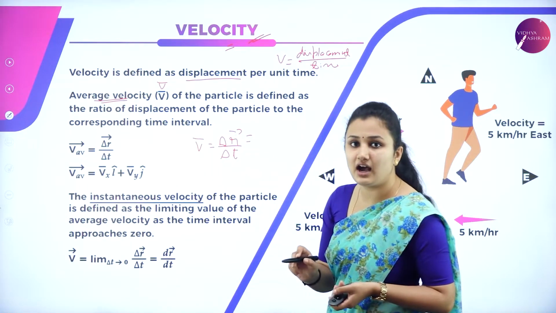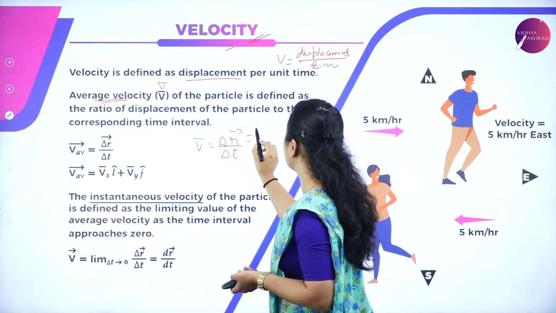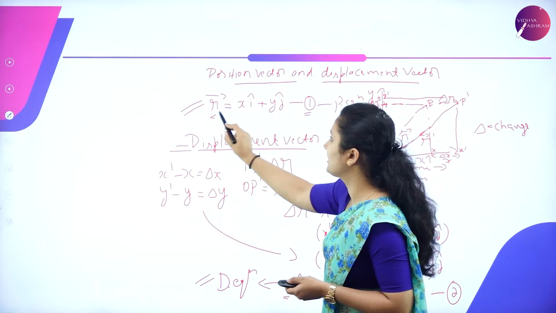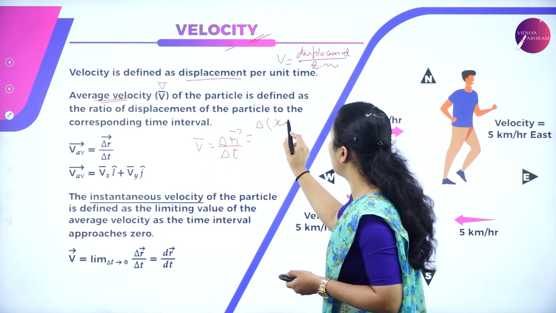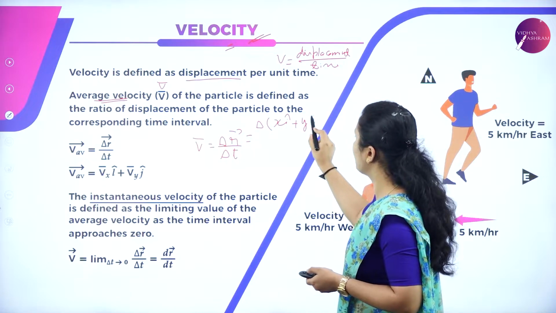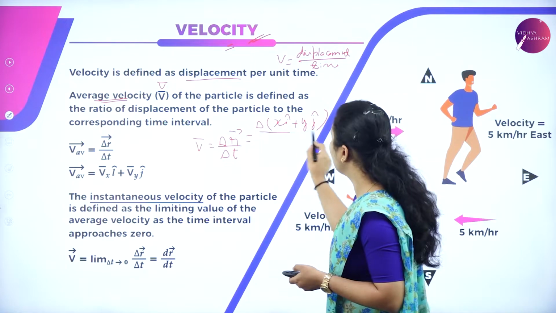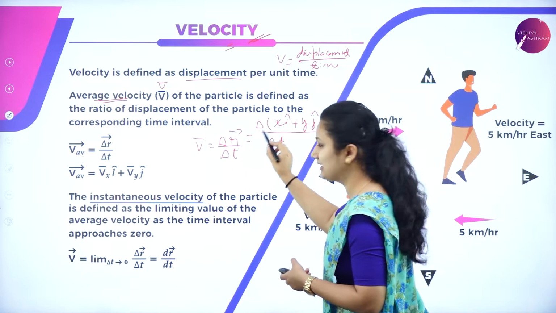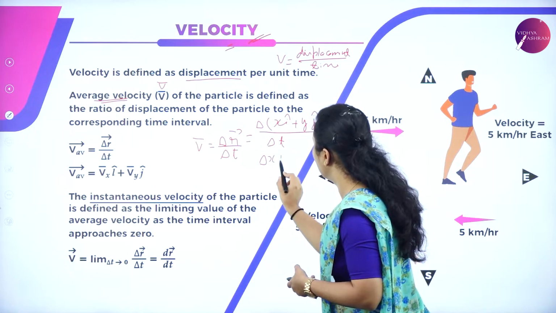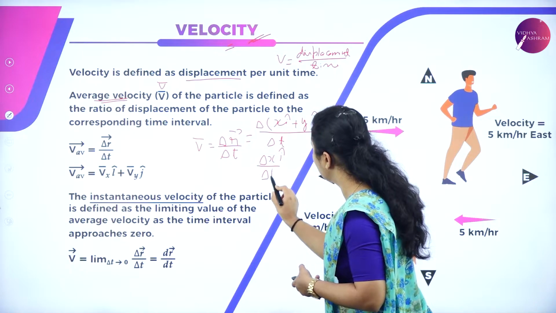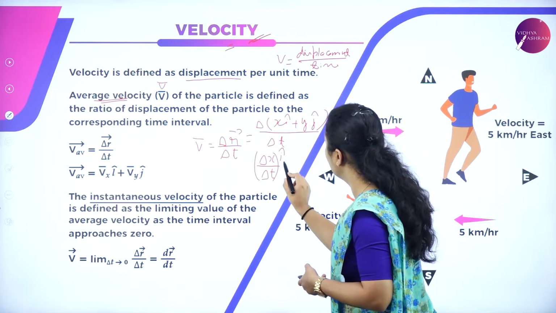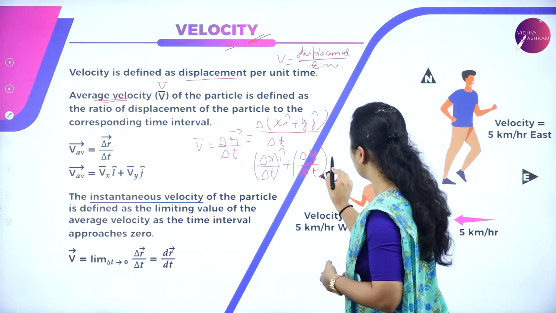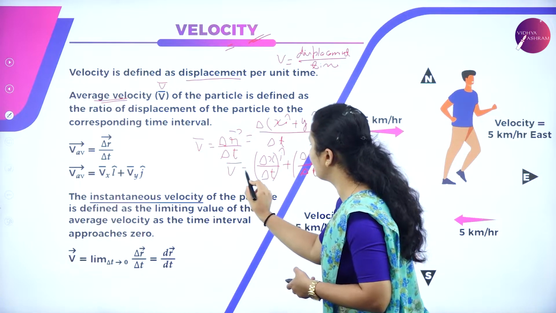And we know what delta R is. What is the R vector from the previous slide? X i cap plus Y j cap is R. So X i cap plus Y j cap is divided by delta T. Divide each term by delta T, so delta goes inside. It will be delta X i cap divided by delta T, plus delta Y divided by delta T j cap. So this will give you your average velocity.